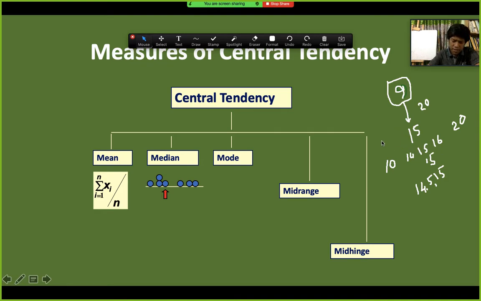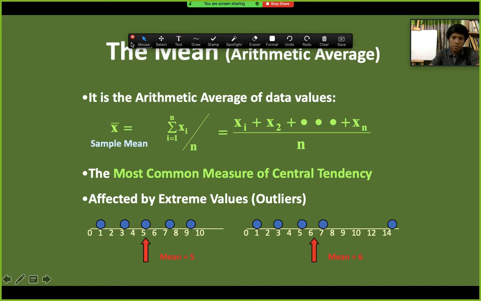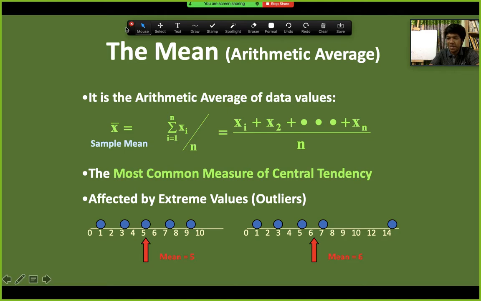And how to measure the central tendency? We have a couple of tools, measurement systems, like mean, median, mode, mid-range, mid-hinge. These are the measures of central tendency. Let's discuss them. So first of all, mean. Mean basically means the arithmetic average: the sum of all the numbers divided by the number of numbers. This is the most common measure of central tendency. We take the average and then we say, okay, that's the central value. So all the values are clustered around this value.